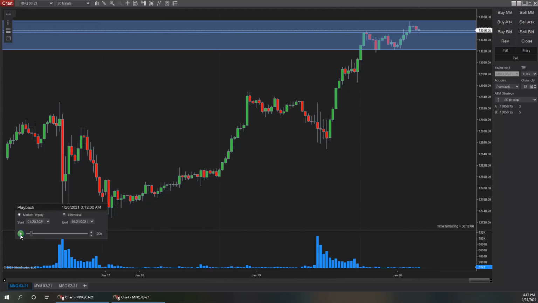So let me continue to play this and slow it down a little bit. Got 16 minutes on this candle. I guess I can speed that up. Let's get that going till that closes.